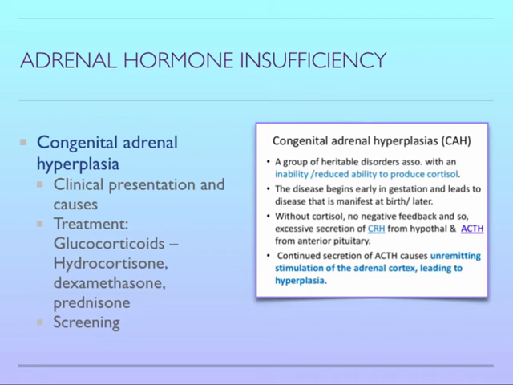Without cortisol, there's not that negative feedback system there. So they're not getting that suppression of the CRH or the ACTH from the anterior pituitary. So they'll have unremitting stimulation of the adrenal cortex, leading to hyperplasia of it. It's kind of like the same thing with the thyroid. If it keeps trying to stimulate, it's causing it to enlarge, and they'll get hyperplasia of it.